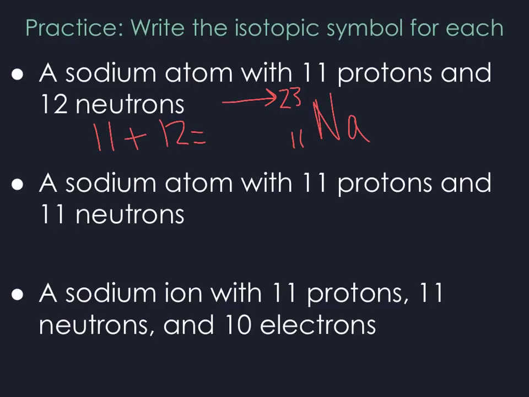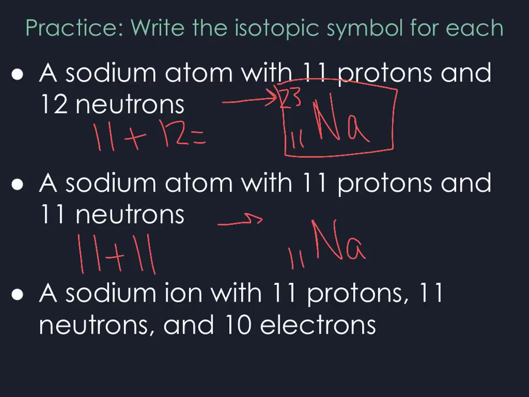And this is an atom, and I'm not going to put a charge up in the top right corner because atoms don't have a charge. Remember, atoms are neutral. So our final answer is that. Okay, for the next sodium atom, Na, no charge because it's an atom, has 11 protons, and then we need a mass number up top where we have 11 plus 11 gives us 22.